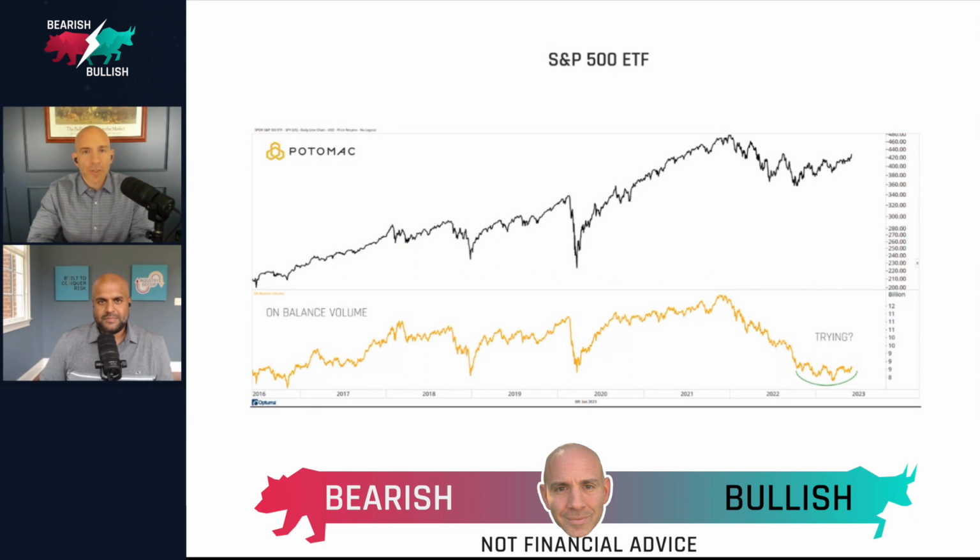All right, so I'm going to call this one neutral in the near term, but it's been bearish. You can see the S&P 500 with a strong rally off of those October lows, but on balance volume at that time was continuing to trend lower. Now it's trying, I repeat, trying to make a turn here. And this is something that I think, if you are bearish on the market, you could point to from a breadth perspective.